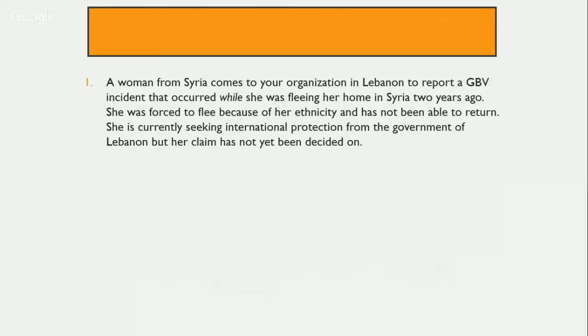Now it's time again to test your knowledge. A woman from Syria comes to your organization in Lebanon to report a GBV incident that occurred while she was fleeing her home in Syria 2 years ago. She was forced to flee because of her ethnicity and has not been able to return. She is currently seeking international protection from the government of Lebanon, but her claim has not yet been decided on. So at the time of the incident, what was her status of displacement?